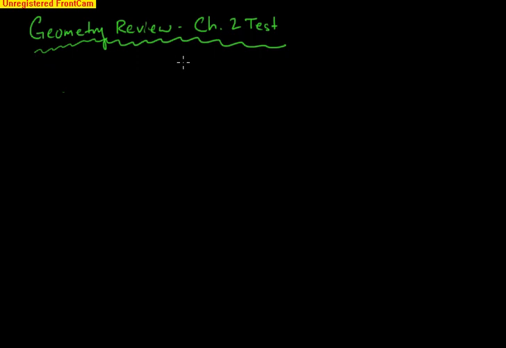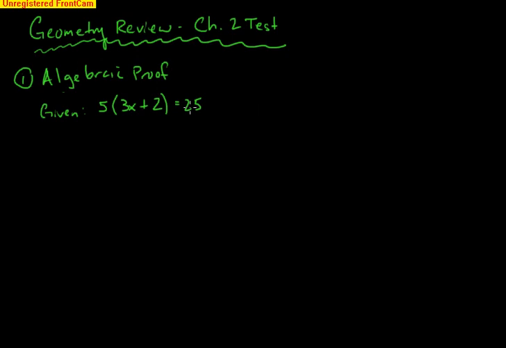Okay, so let's start with the algebraic proof. This will be problem number 1, and this is an algebraic proof. What it's going to give you is an equation. So it's going to say given, and we'll do this one, 5(3x + 2) = 25. And I want you to prove that x equals 1. So this is the answer, x equals 1. You just have to show me how you get there, okay?